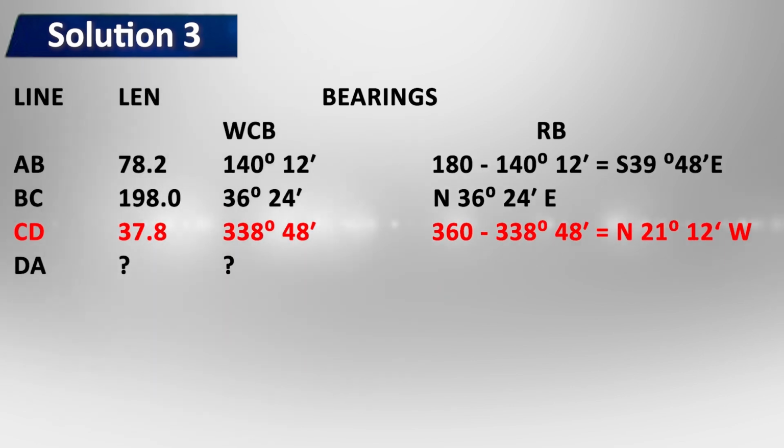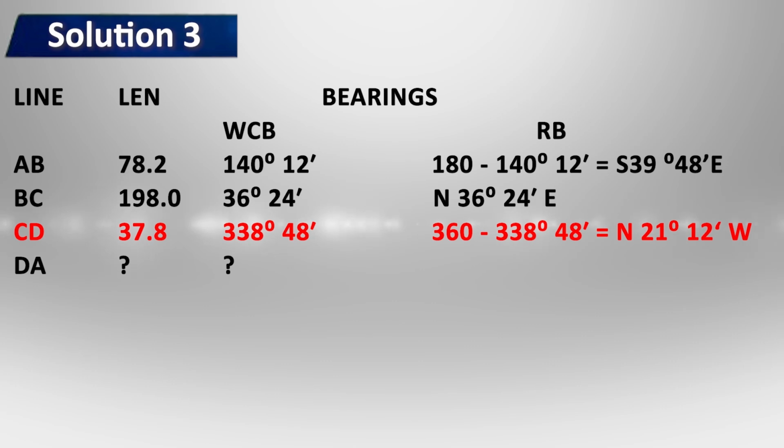Coming to the next line, the whole circle bearing of line CD is 338 degree 48 minutes. Again it is measured from north in clockwise direction. The value is greater than 270 degrees but less than 360 degree. So the line is in the northwest quadrant. That means in the reduced bearing system, it will be measured from north towards west.